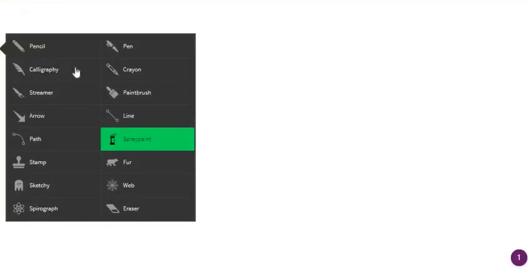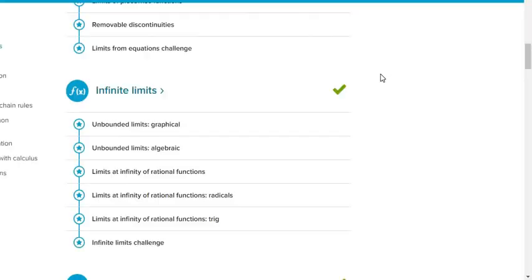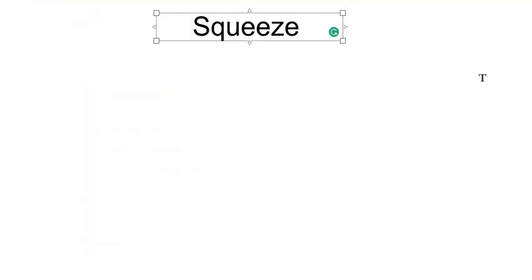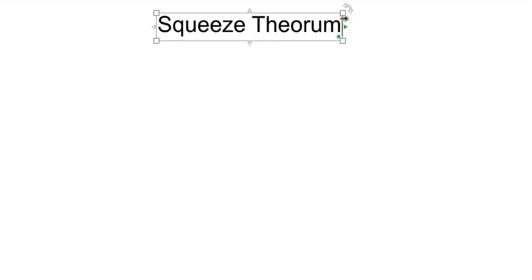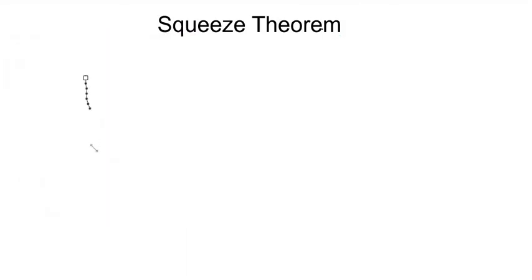Okay, there are two more things I want to talk about. First is the squeeze theorem. Checking if I spelled that right, one sec. Sorry for the spelling error. So what is this? Basically, it would be.